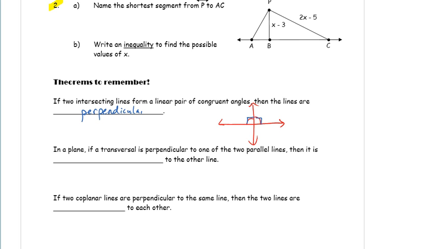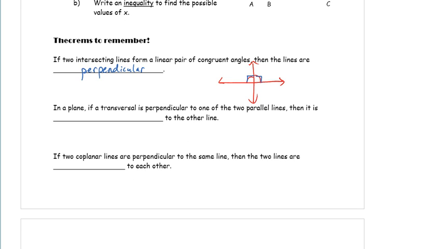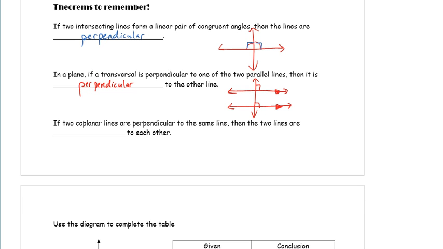Some of these you have to think about by drawing pictures to help you out. In a plane, if a transversal is perpendicular to one line, and we know that these two lines are parallel, it has to be perpendicular to the other line, because they're going through at the same exact angle. Think about it: if they're parallel to each other and one's a right angle, the other one has to be a right angle. It wouldn't work any other way.